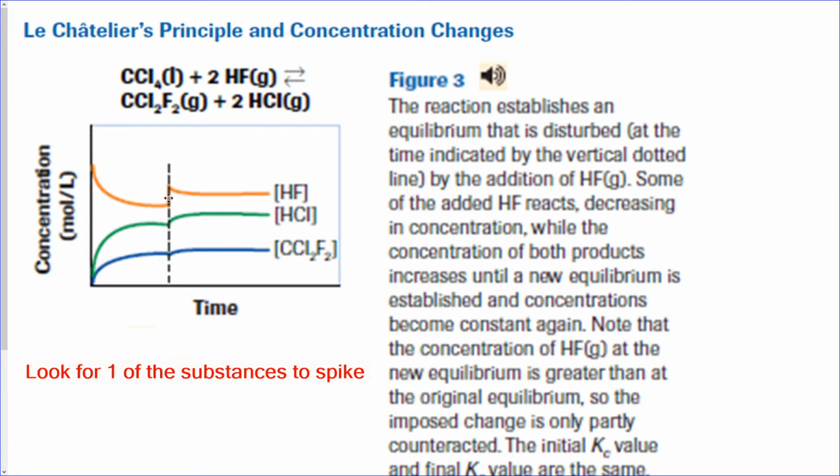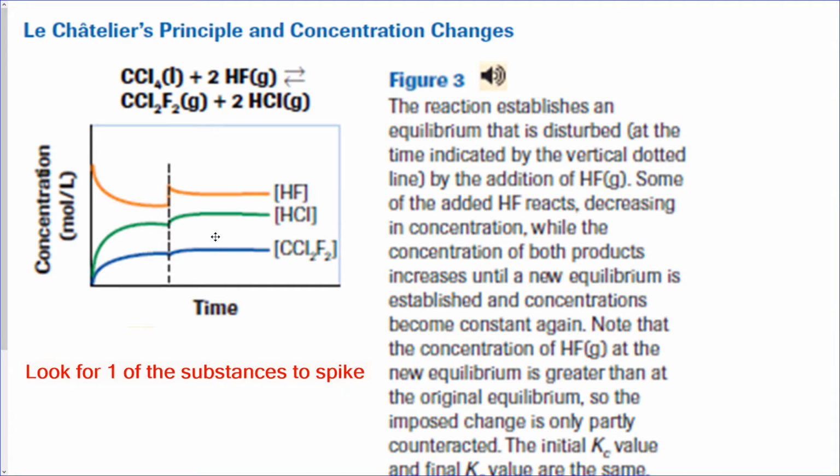Looking at the concentrations, there's going to be a large shift. For this example, if I add more hydrogen fluoride gas, there will be an increase in its concentration. But as time continues, some of that will react with the carbon tetrachloride, which is a liquid and not included in our concentration calculations. There will be an increase over time in the concentration of the products, the HCl gas and the CCl2F2, better known as Freon 12 gas.